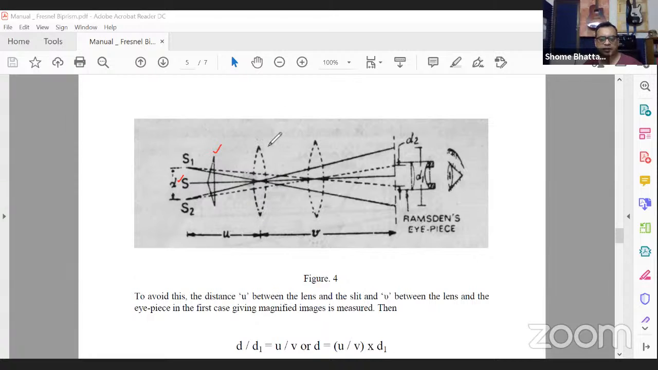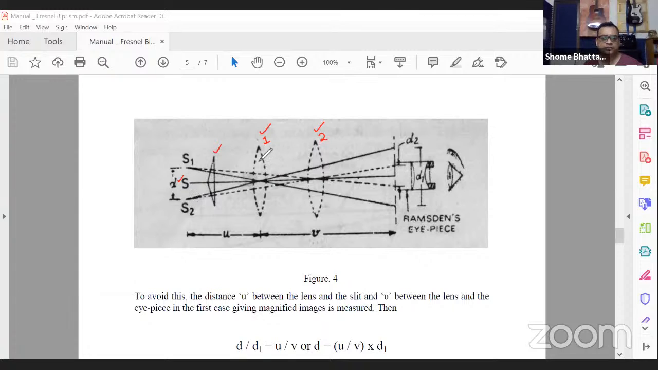So you will see that, like the experiment for measurement of focal length of a convex lens, there are two positions, position 1 and position 2, at which, from your eyepiece, you will clearly be able to see the images of S1 and S2. Those will be such that these distances here are d1 and d2. You'll be able to see this slit through prism 1, and it will appear to be at S1, and you'll see this slit through prism 2, and it will appear to be S2.